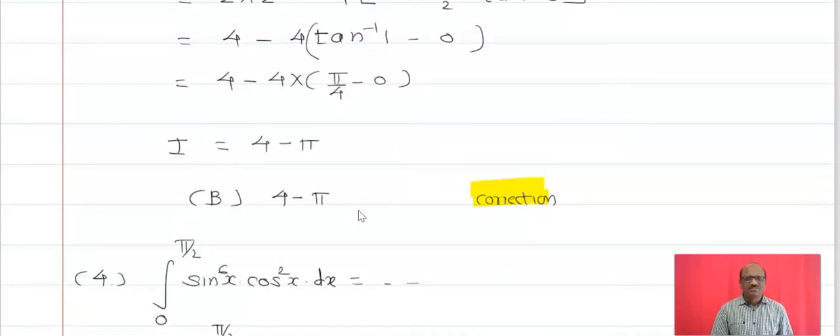And there may be a correction, the answer may be alternative B or C, but this is the answer, that is 4 minus 5.